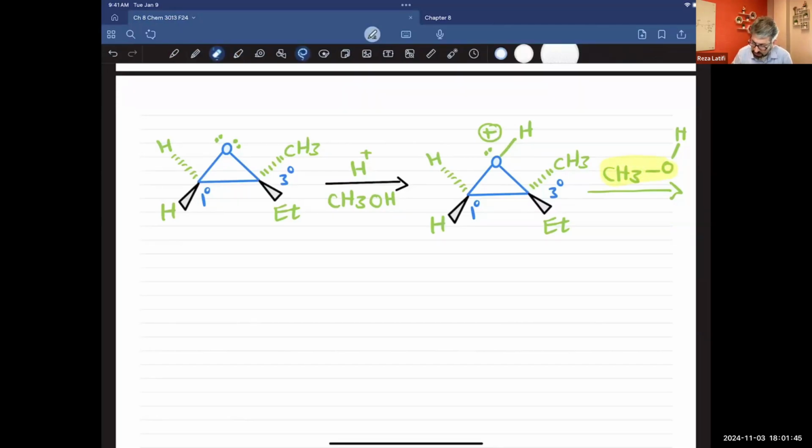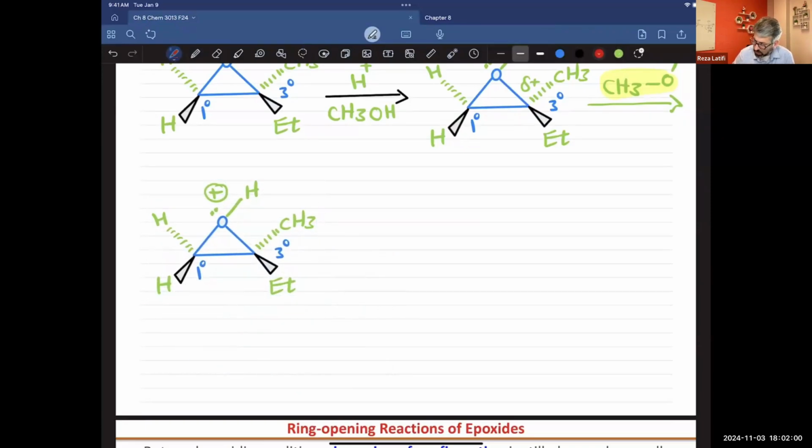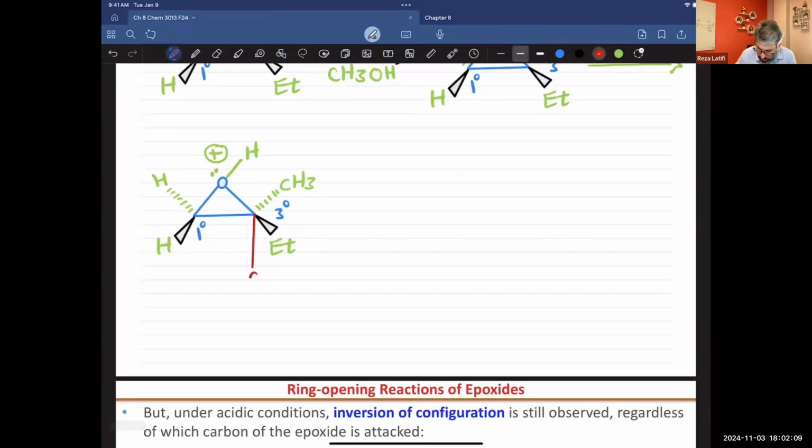Okay, so the nucleophile will attack the tertiary carbon this time, because the tertiary carbon is more capable of handling a positive charge. And so I'm going to add the nucleophile here to this carbon. And so I will get OCH3 there. And again, what will happen with this one? Okay. In this case, we will have alcohol, OH, it will be there.